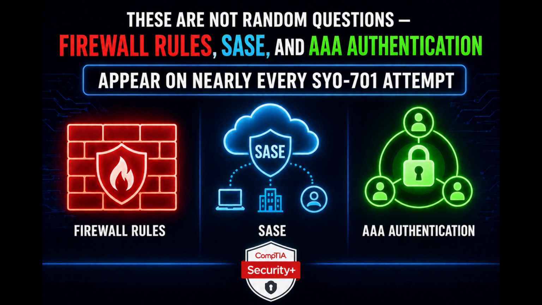These are not random questions. Firewall rules, SASE, and AAA authentication appear on nearly every SY0-701 attempt. Get your notepad ready. Let's begin.